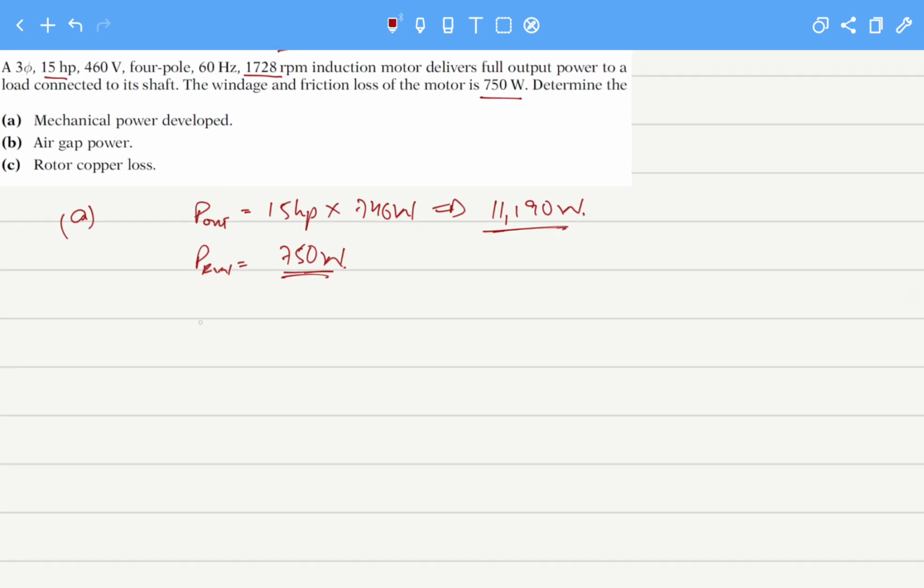So the mechanical power developed at the shaft, or the converted power, will be P converted equals P mechanical developed equals P out plus P friction and windage. So this will become 11,940 watts. This was the mechanical power developed.